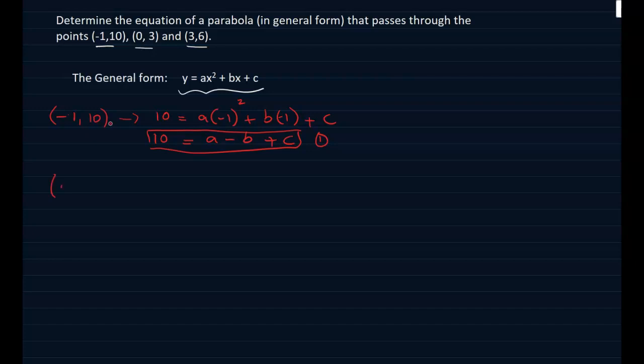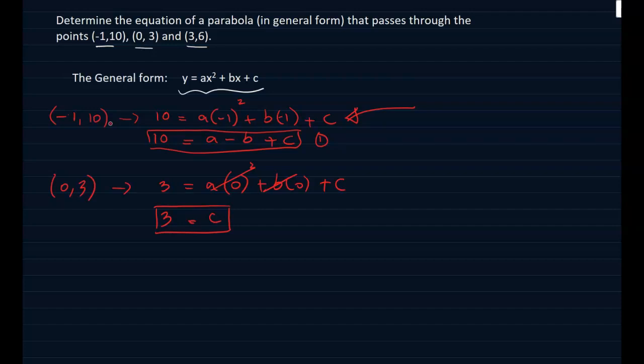For the second point, 0, 3, let's see what we will get. The y is 3 now, and x is 0. Replace x with 0, and the equation will be 3 equals c. This is very useful because now we already know what c is. So now out of the 3 unknown variables, we have 2.